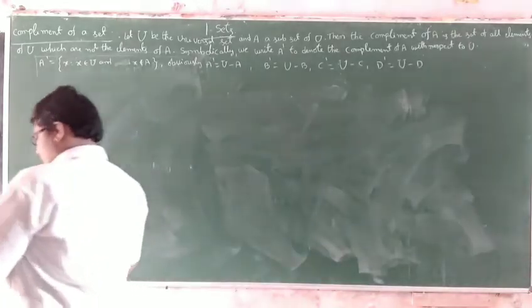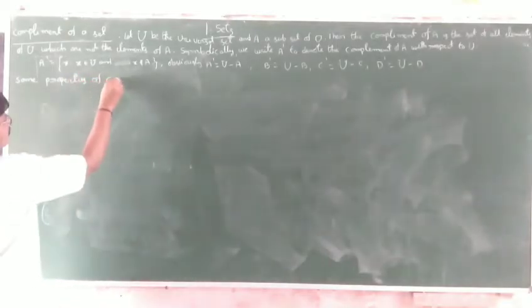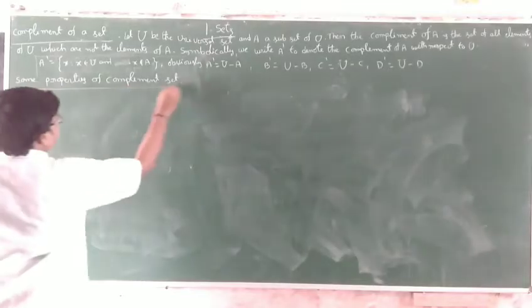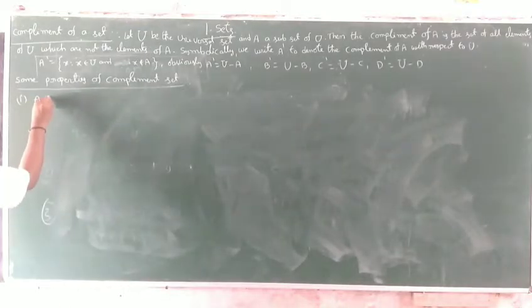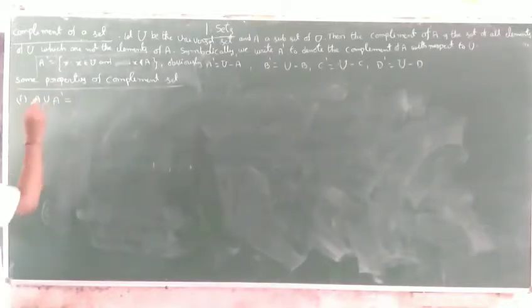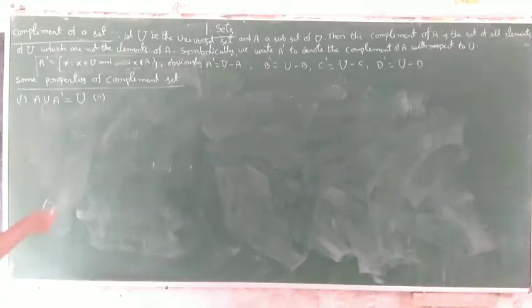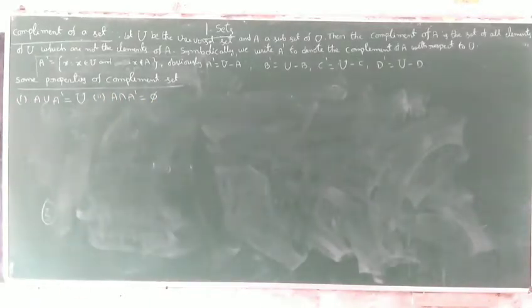Next are some properties of complement sets. The first one is A union A complement is equal to U. The second one is A intersection A complement is equal to the empty set.